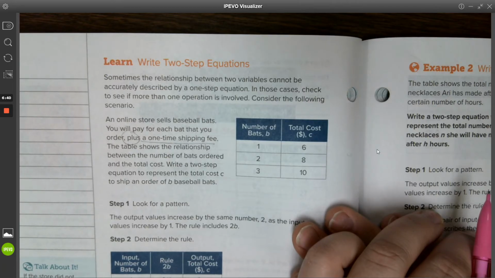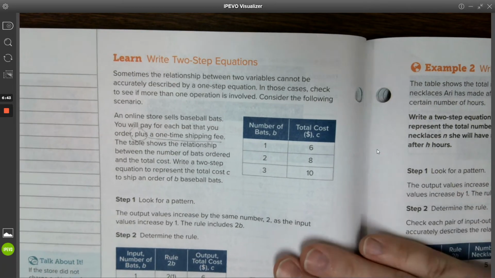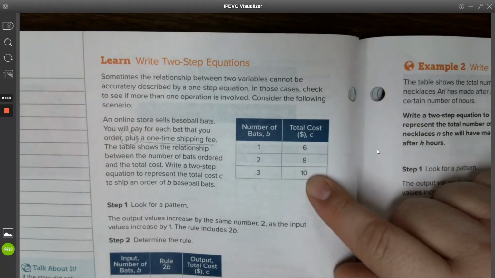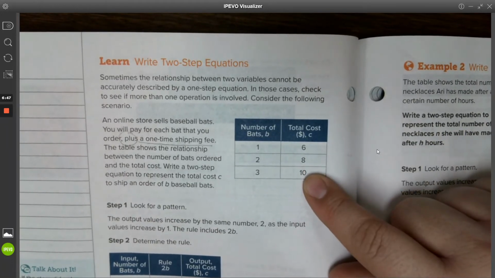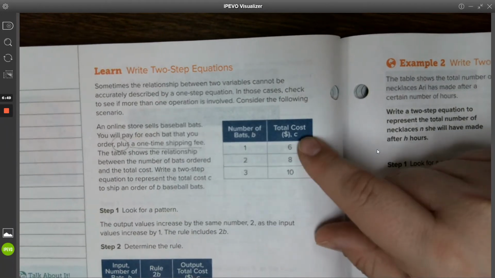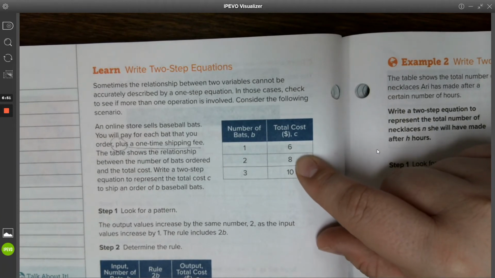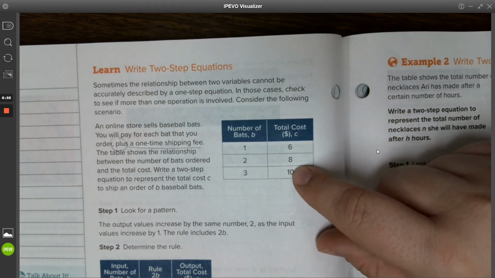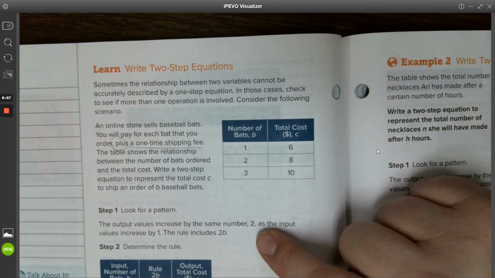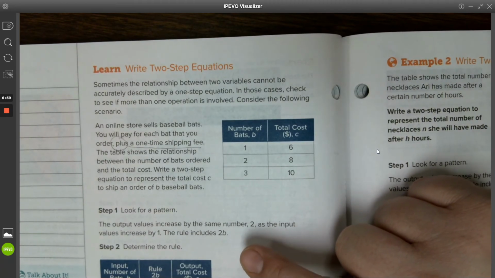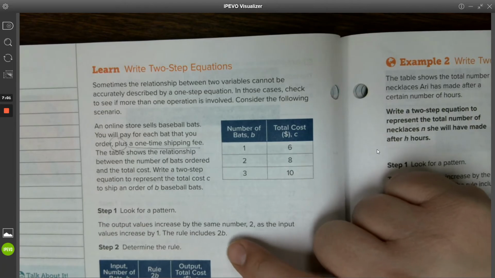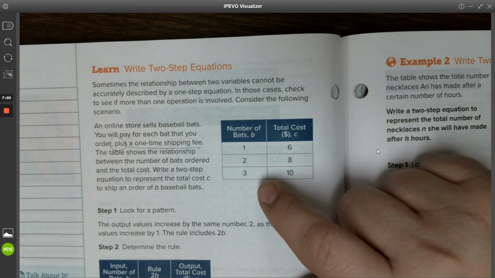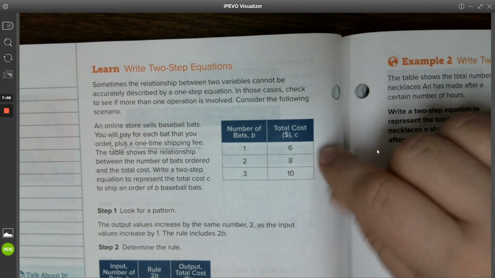So what we need to do is look for a pattern. The output values here, what do we notice about them? As this is increasing by 1, this is increasing by 2. So if this is increasing by 2, that means the rule would include a 2B, right? So whatever we're doing, we're going to be multiplying by 2.